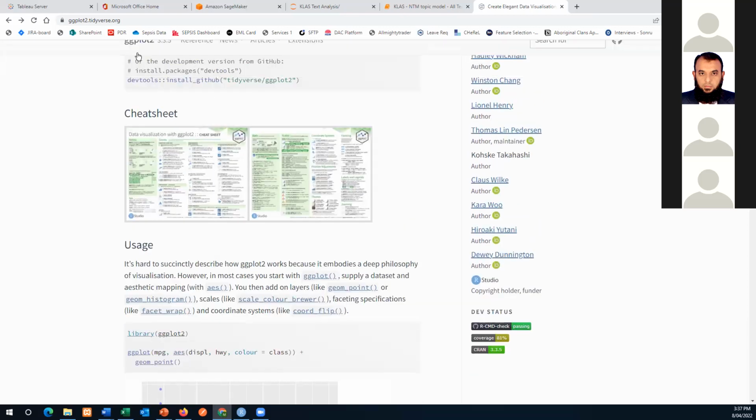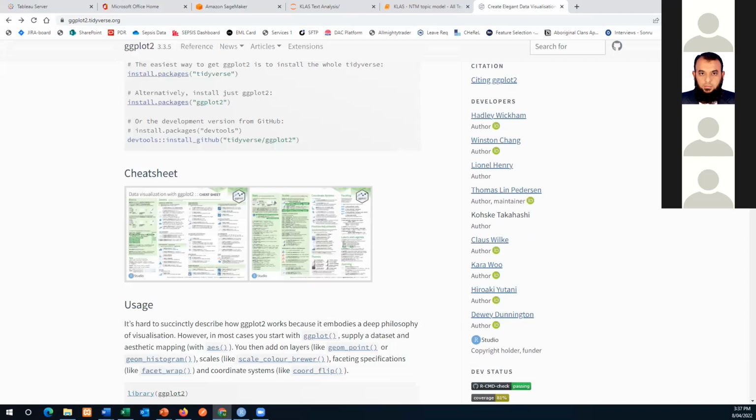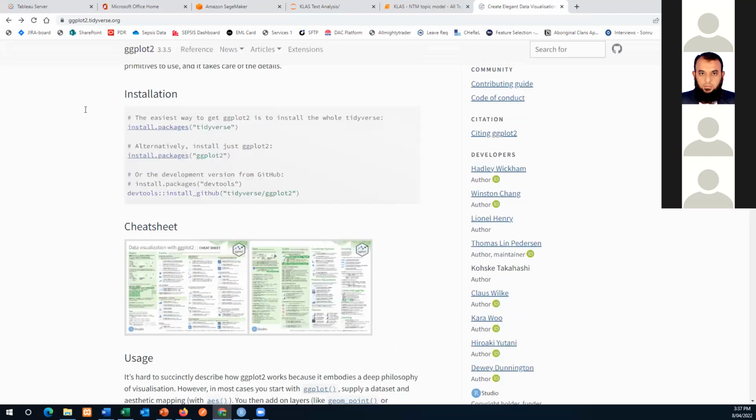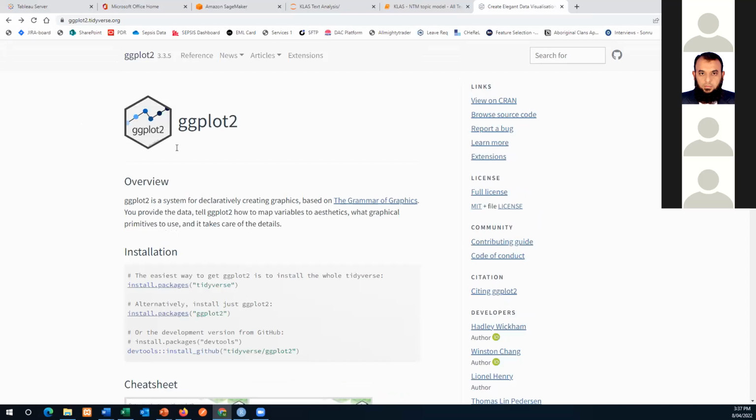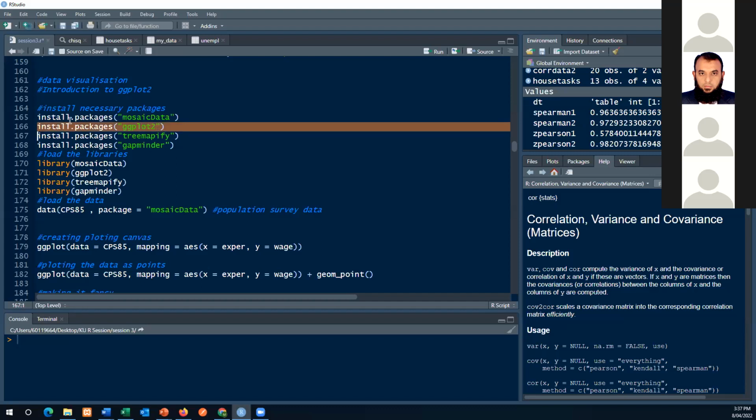So this is the ggplot library. We will use the ggplot library in R. That's why you have to install this package, ggplot. It may take some time because it has a lot of dependencies. Okay, so ggplot is our graphics or visualization package, which we will use to do some visualizations.